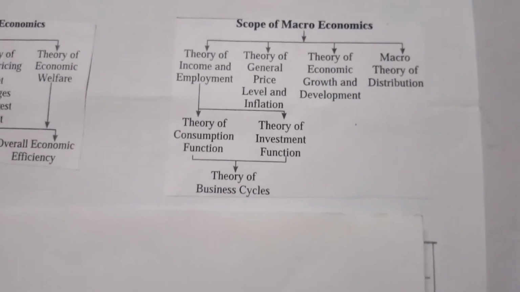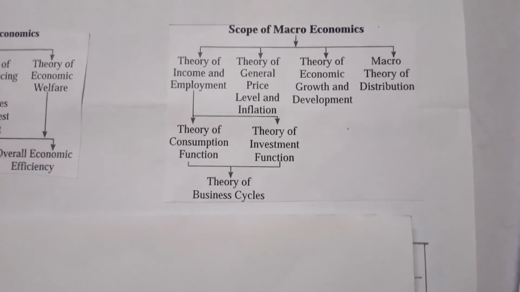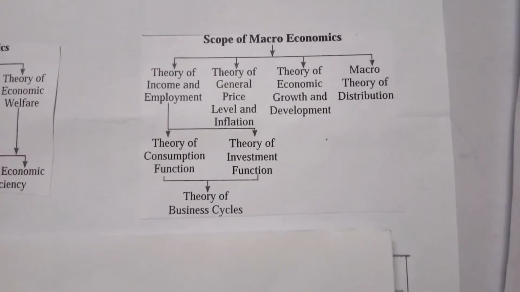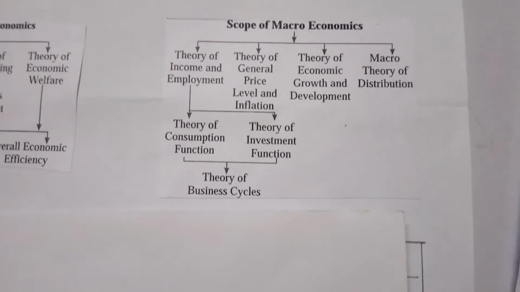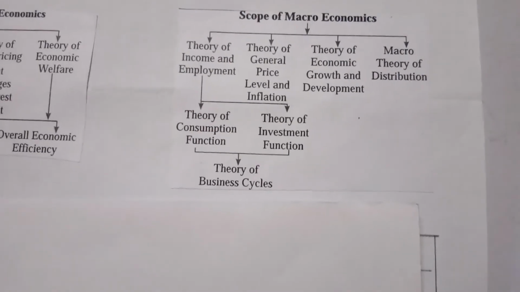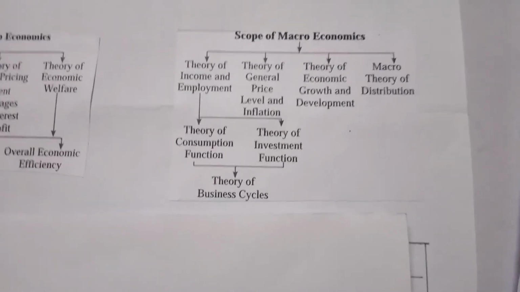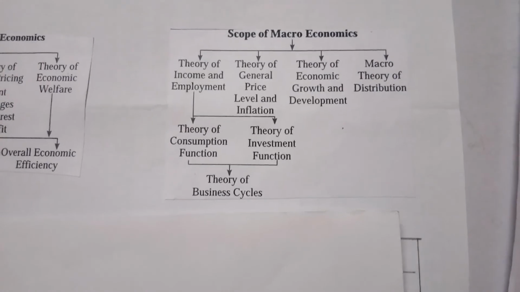Theory of economic growth and development. Macroeconomics will give the theory of economic growth and development of the whole nation. Macroeconomic theory of distribution is not for one, not for a particular, not for an individual. It shows for a whole nation.